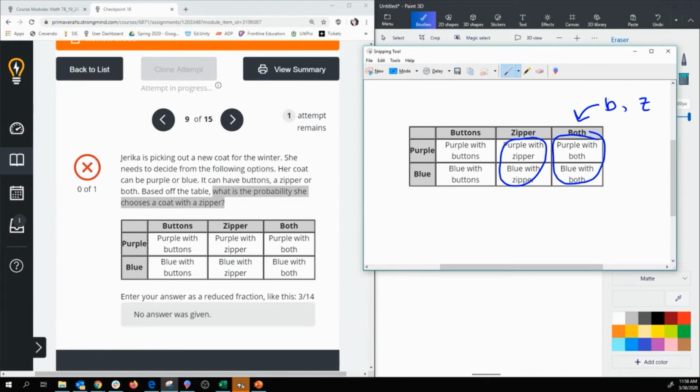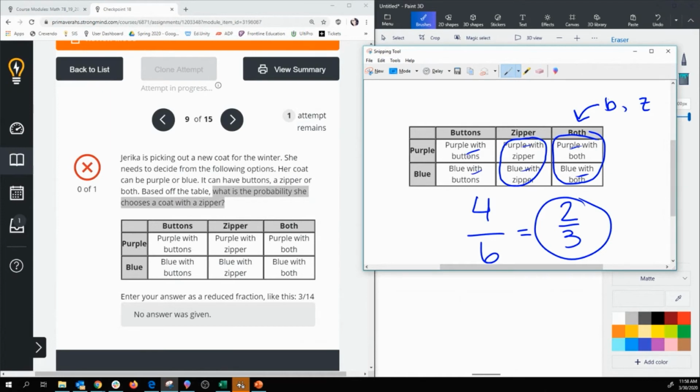So that means that she has 4 total options that include a zipper, and she had 6 to choose from, right? Because we have 1, 2, 3, 4, 5, 6 options here. So 4 out of 6 have a zipper. And then we can simplify that to 2 over 3, like Natalie said. Perfect. Good catch, Wade.